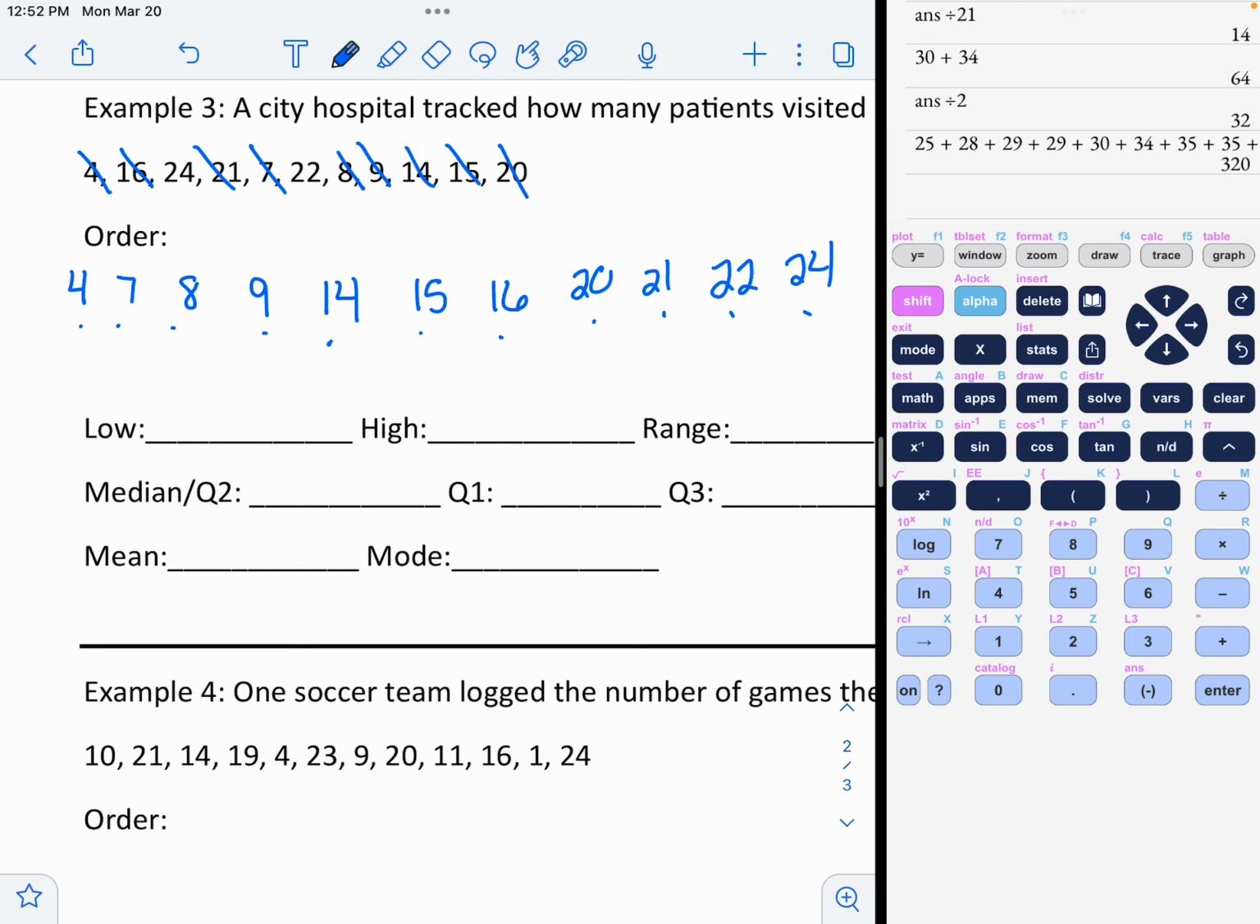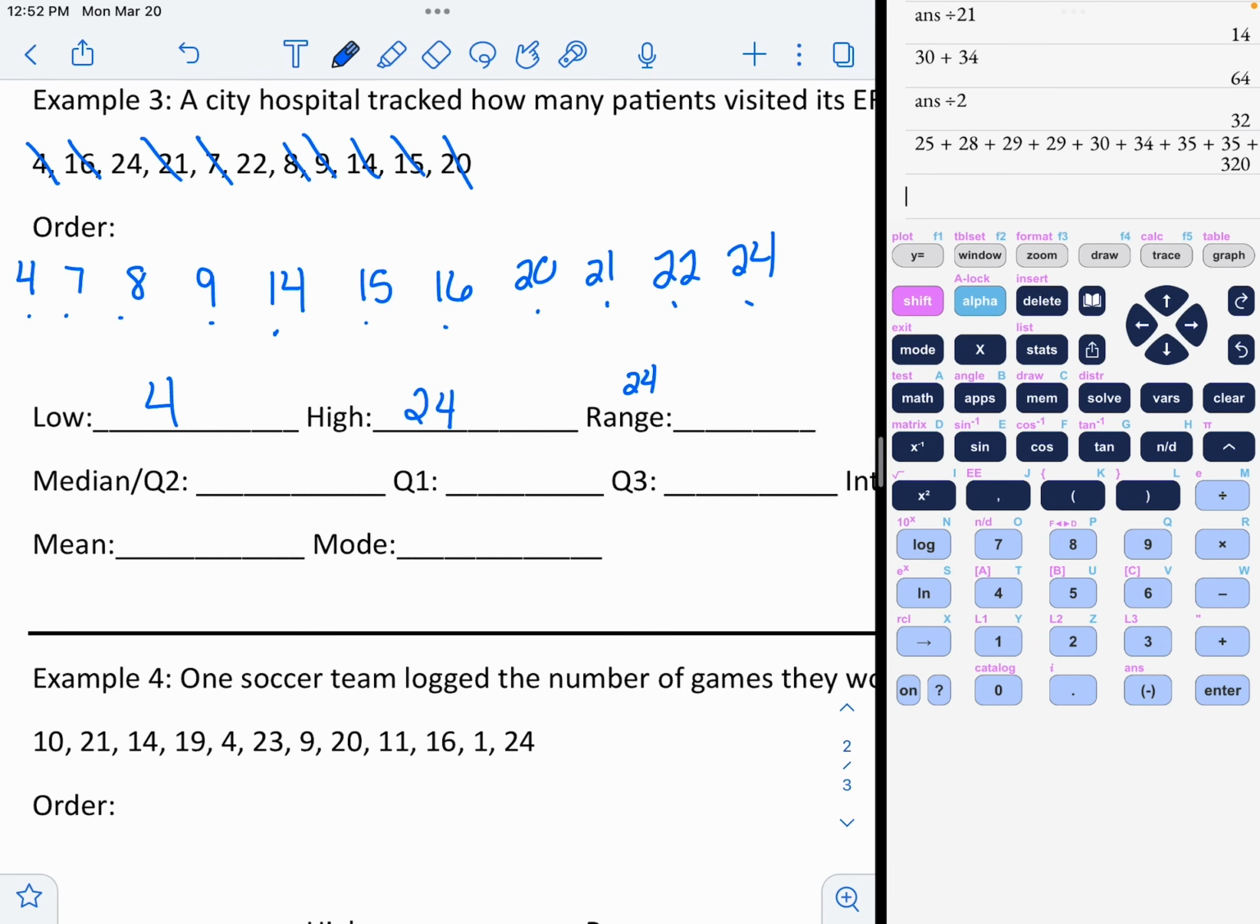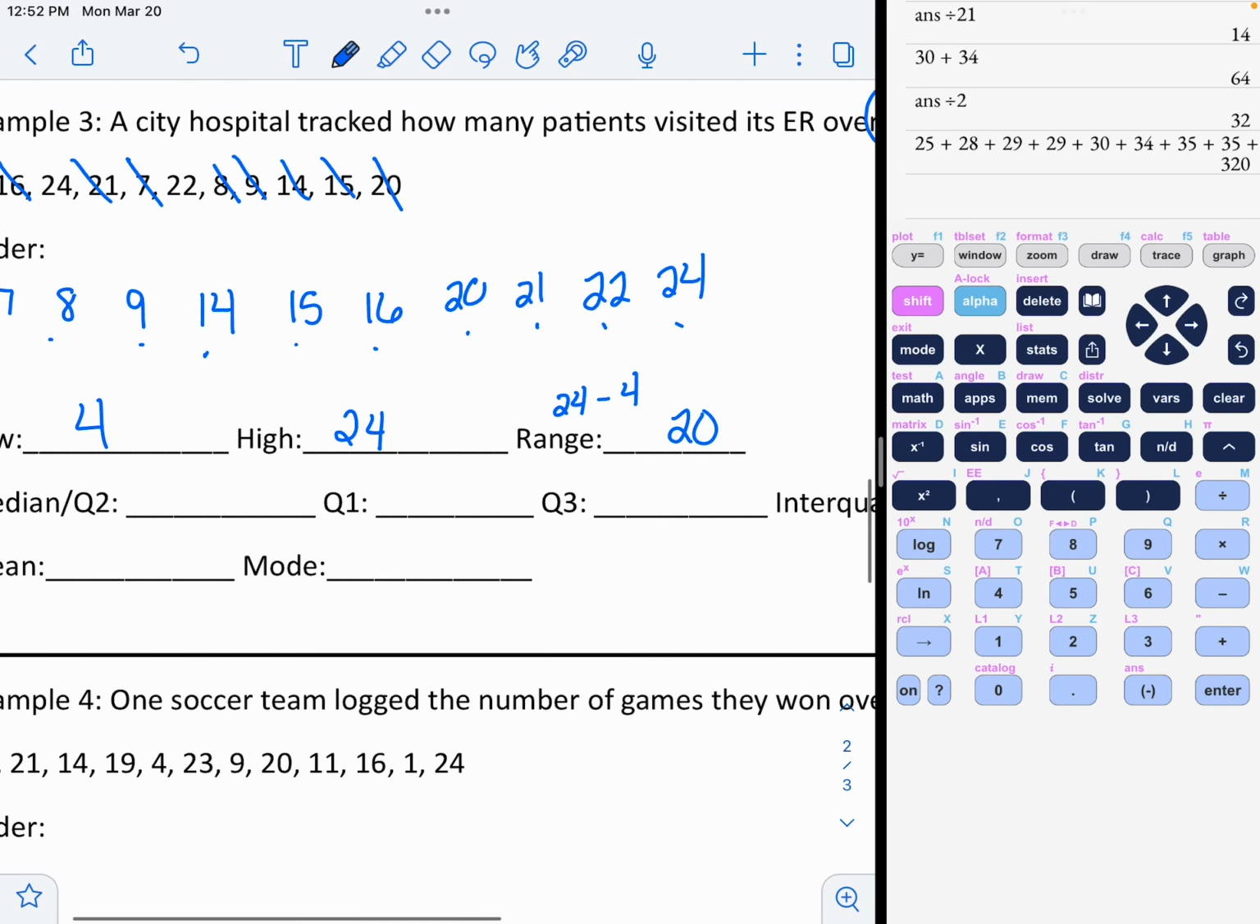How about that? All right, now find the low. I love finding the low and high because it's just the lowest number and the highest number. The range is the subtraction of those ones. So how much of a range is 24 to 4? It ranges at 24 patients. That's the difference of the lowest and the highest.